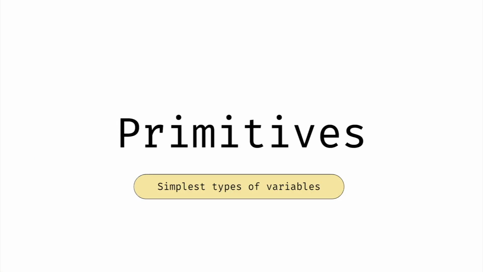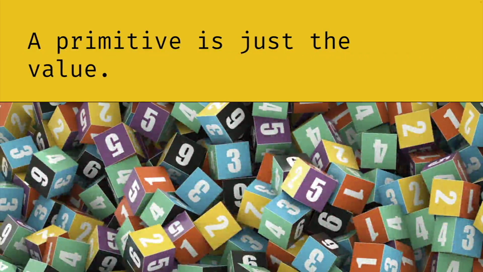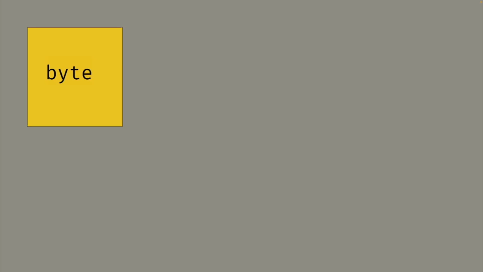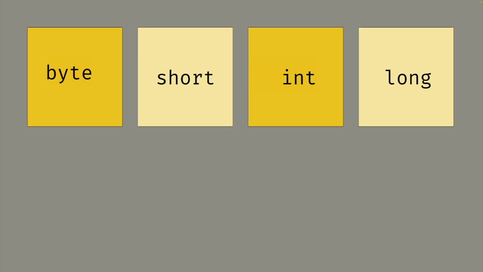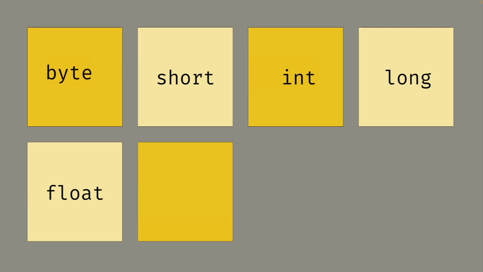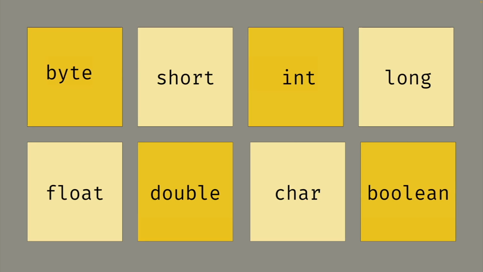Primitives are the simplest types of variables in Java. A primitive is just a value. There are 8 types of primitives. We have byte, short, int, long, float, double, char, and boolean.